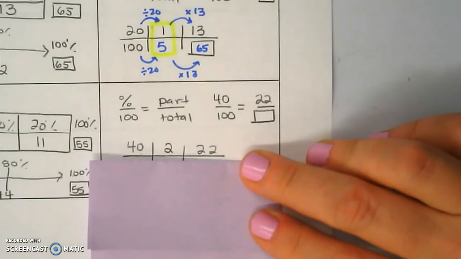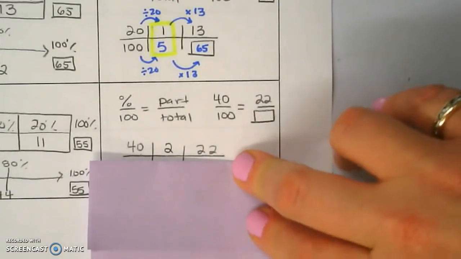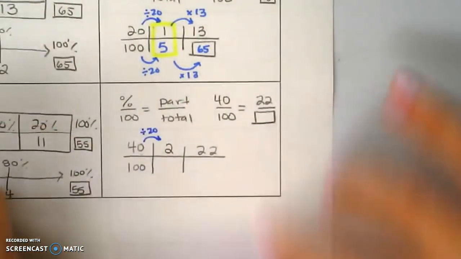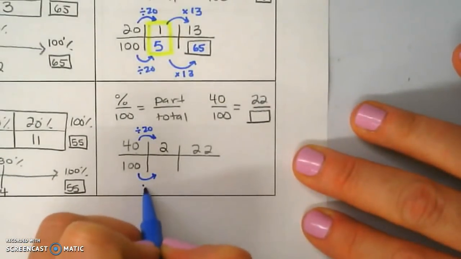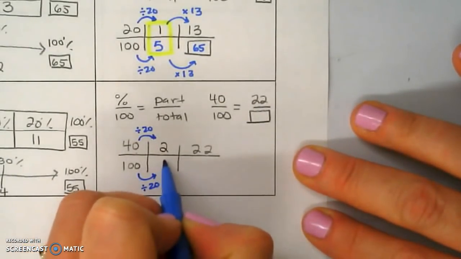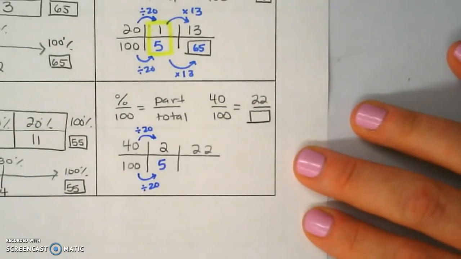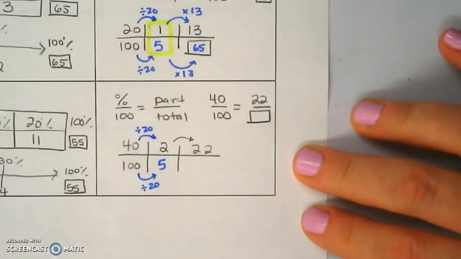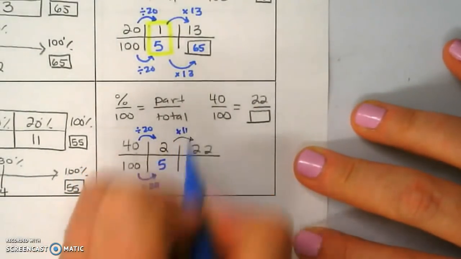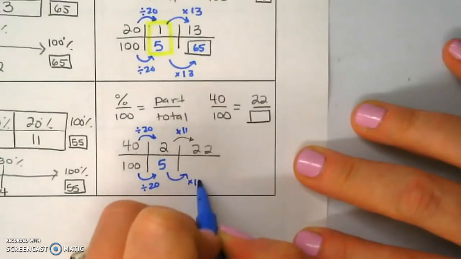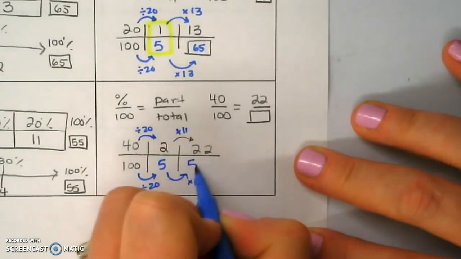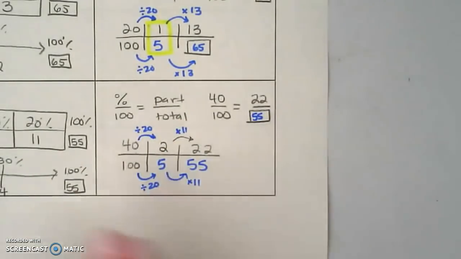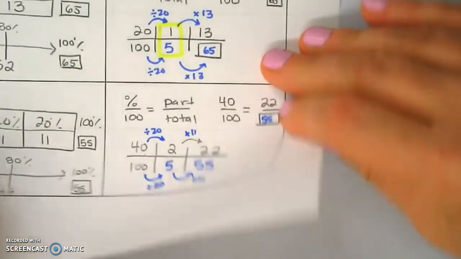To go from 40 to 2, we had to divide by 20, which means we need to do the same thing down here to our 100. And 100 divided by 20 is 5. Well, now we're going to jump up from 2 to 22. 2 times 11 will give us 22. So if we multiply 5 by 11, we get 55. So all 3 ways that you solve that problem, you got 55.